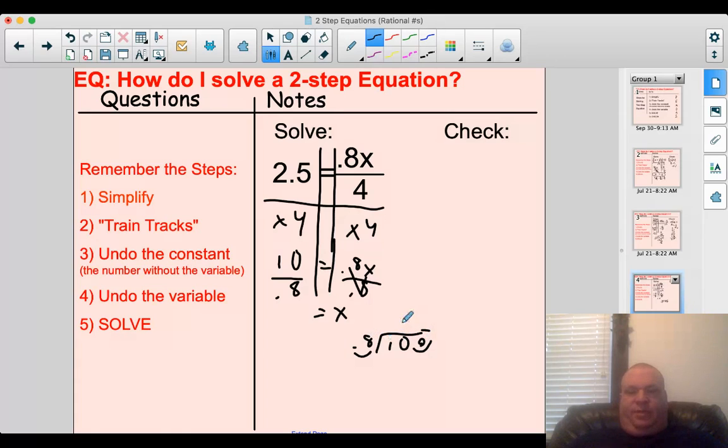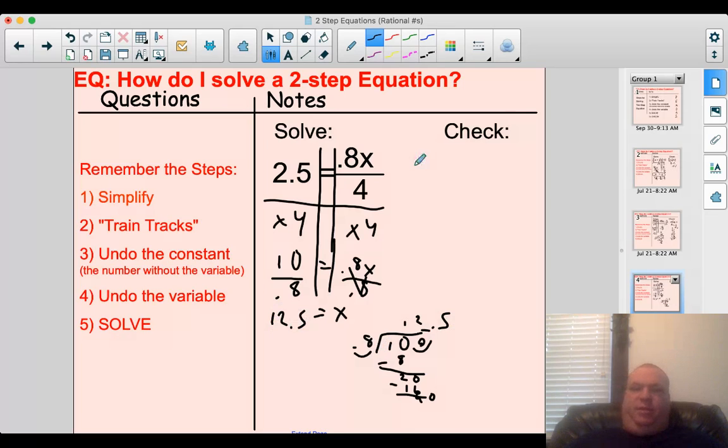Well, 8 goes into 10 once. Bring down the 0. 8 goes into 20 twice. Bring down another 0. 8 goes into 40 5 times. So I get 12.5.